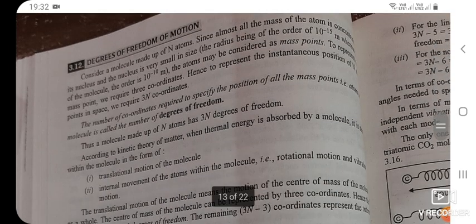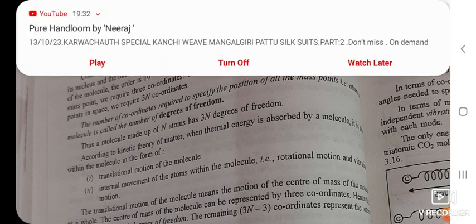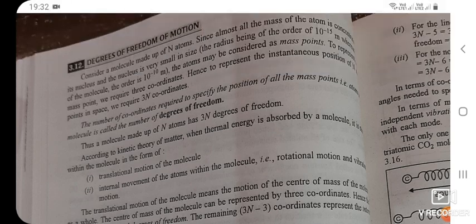Degrees of freedom of motion. Consider a molecule made up of n atoms. Since almost all the mass of the atom is concentrated in its nucleus and the nucleus is very small in size, the radius being of the order of 10 raised to the power minus 15 meter, whereas that of the molecule is of the order of 10 raised to the power minus 10 meter, the atoms may be considered as mass points.